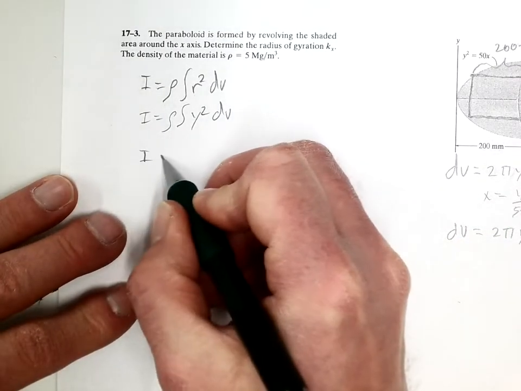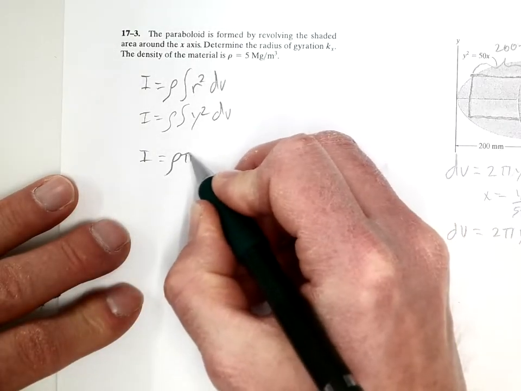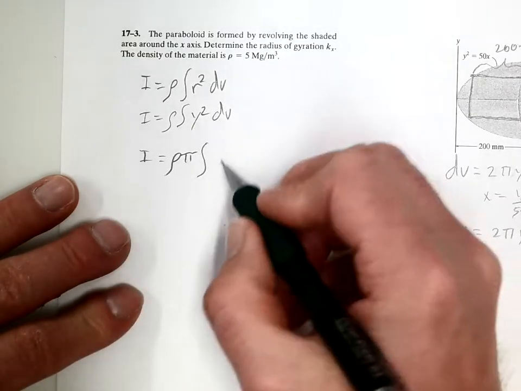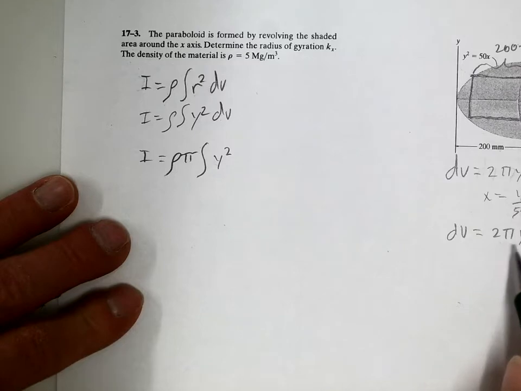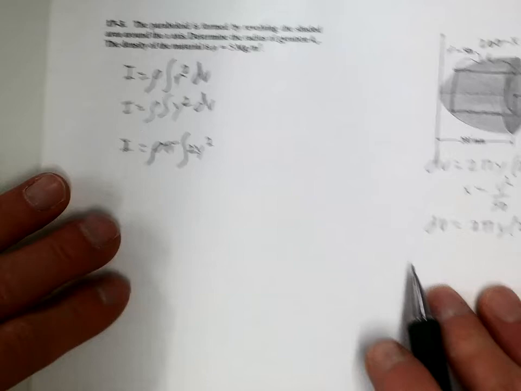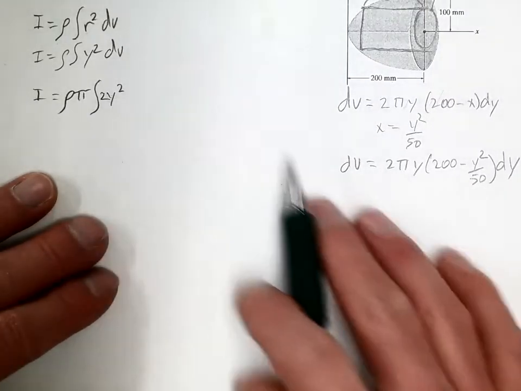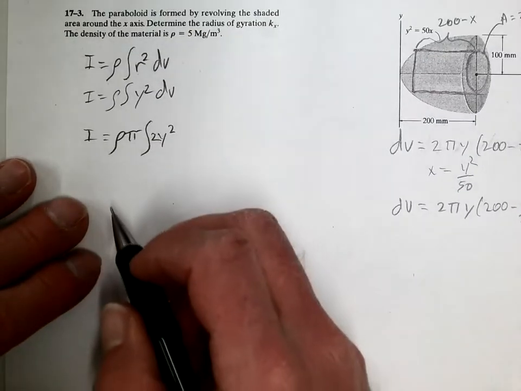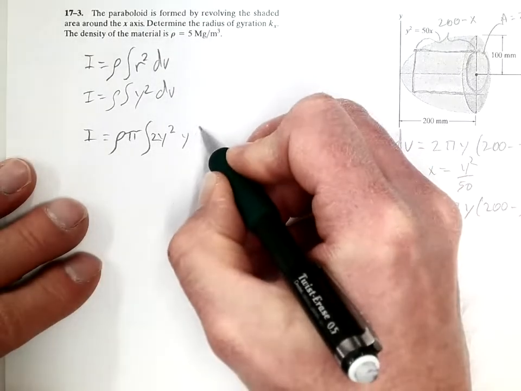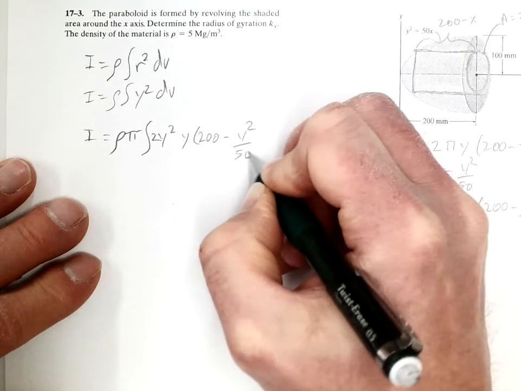And now I is equal to rho, and let's bring out the pi, integral of y squared, and we got a 2 in front, because over here we got 2 and pi. The pi we took out front, 2 we'll leave in for now. And then so now we have y, 200 minus y squared over 50 dy.